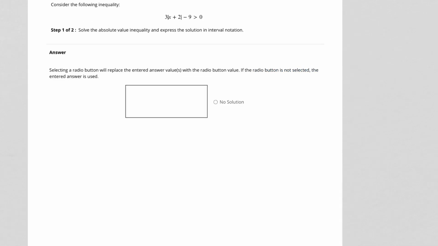We're going to consider the following inequality: 3 times the absolute value of x plus 2, minus 9, is greater than 0. So greater means an "or." We're going to solve the absolute value inequality and express the solution in interval notation. Well, first step, standard notation.